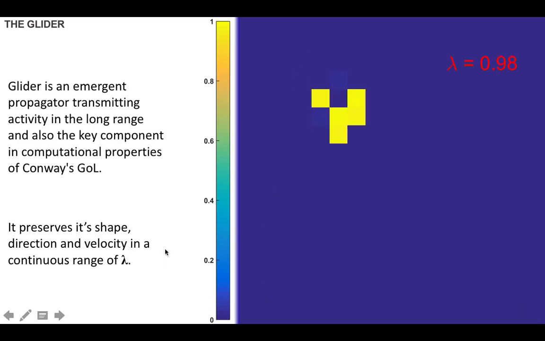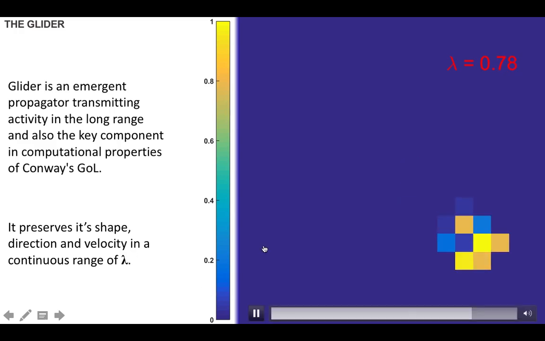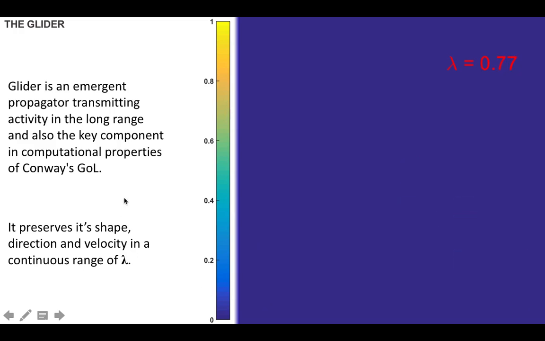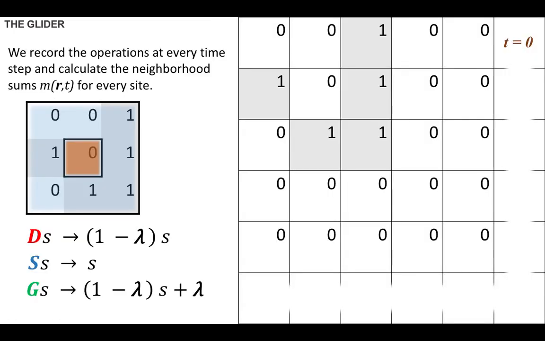Let's watch it again. It preserves its shape, direction, and velocity in a continuous range of lambda, but at some point it dies out. So we wanted to understand what this range is that keeps the glider alive. Let us remind you of these operators: decay, stability, and growth.